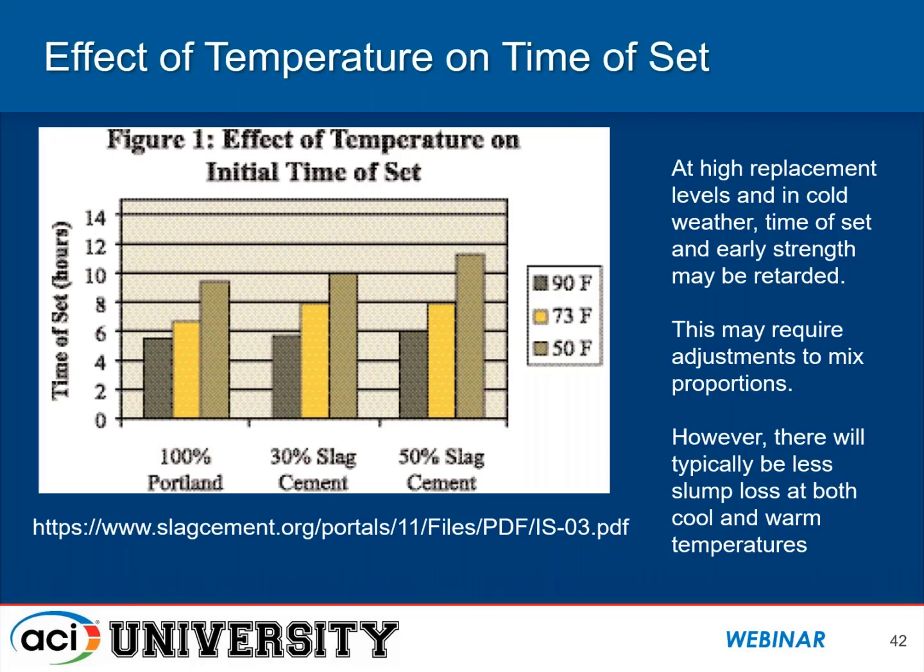At 30%, the changes are very minimal. At 50%, you get a bigger effect, especially at cold temperatures. So it may involve adjusting proportions with different weather or temperature conditions. The other issue is that typically you get less slump loss at the extreme edges of temperatures here with slag.